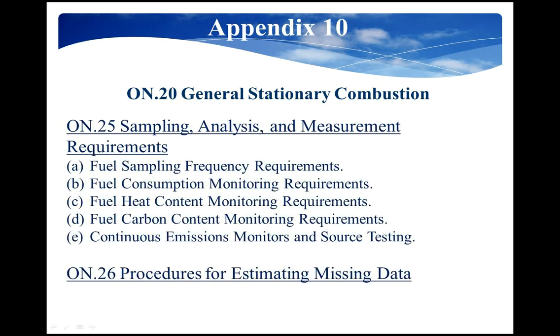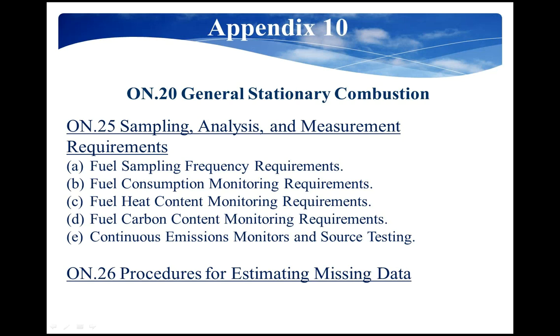The rest of the chapter provides information on sampling analysis and measurement requirements. So this is what I touched upon just a moment ago. If you're going to measure your fuel carbon content, your high heat value, or if you're going to run a continuous emissions monitoring system, then you have to do all of those within the requirements set out in the appendix. And those are listed in the appendix. And then there's also procedures for estimating missing data. So as you can see, under the provincial program, there's pretty strict guidance on and requirements that must be followed as far as the decision tree goes in terms of how you estimate your emissions.